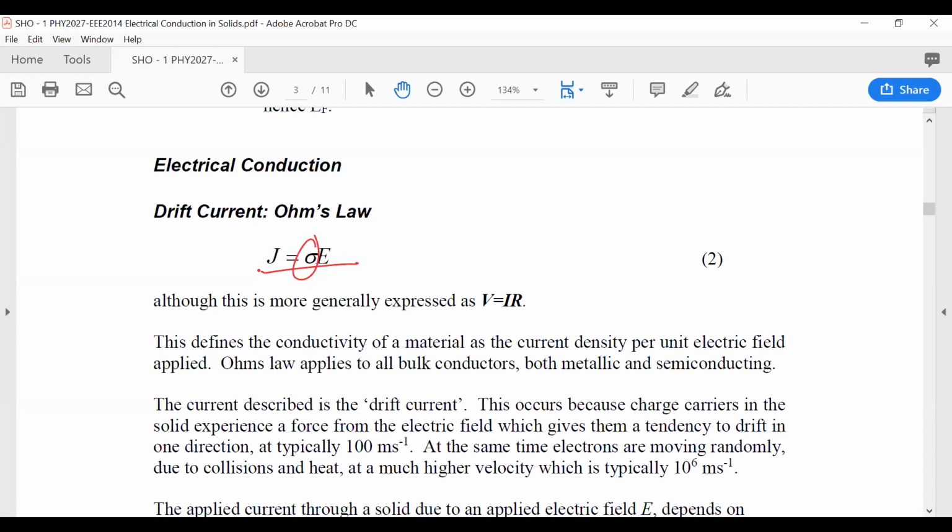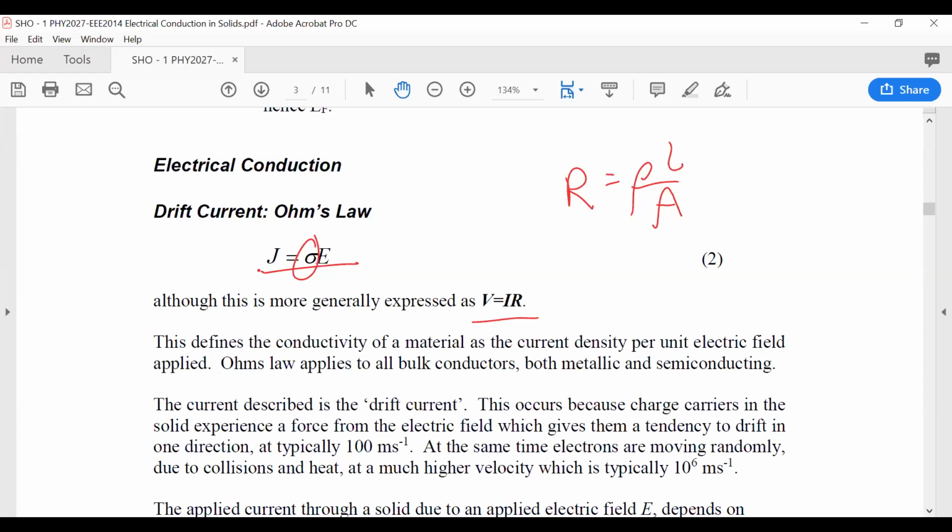And so often we see that it's written as V equals IR as well, where V is the voltage applied to the material, I is the current flow, and R is the resistance of the material. If you remember, R is equal to rho L over A, where rho is the resistivity, the inverse of conductivity, L the length of the material, and A again the cross-sectional area of the material through which the current is flowing.